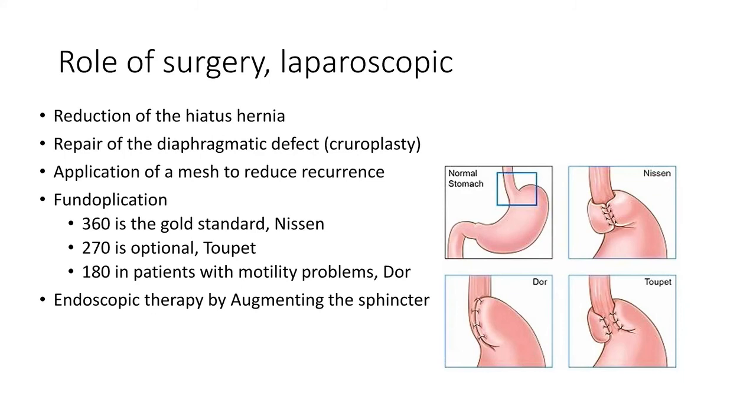We do fundoplication, the third part of the operation, and there are three types of fundoplication, as shown here. The gold standard is the Nissen fundoplication, which is 360 degrees, and then we have the Toupet fundoplication, which is 270 degrees, and also there is the Dor fundoplication, which I don't use much, it's 180. The main problem with the Nissen that we worry about is the fact that it could be complicated by dysphagia if the wrap is made too tight.